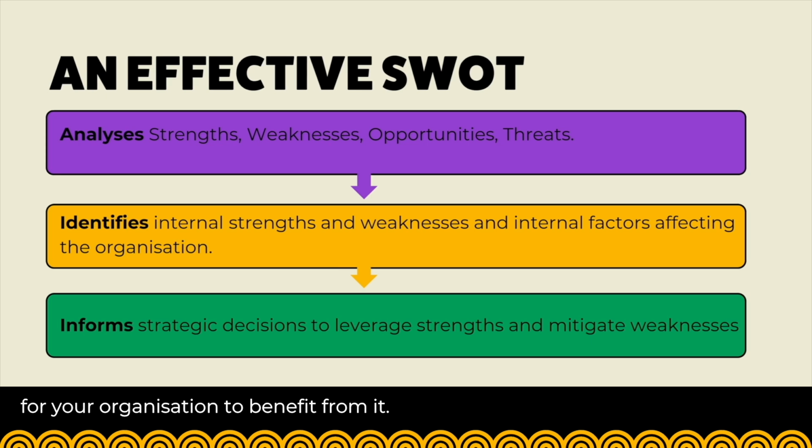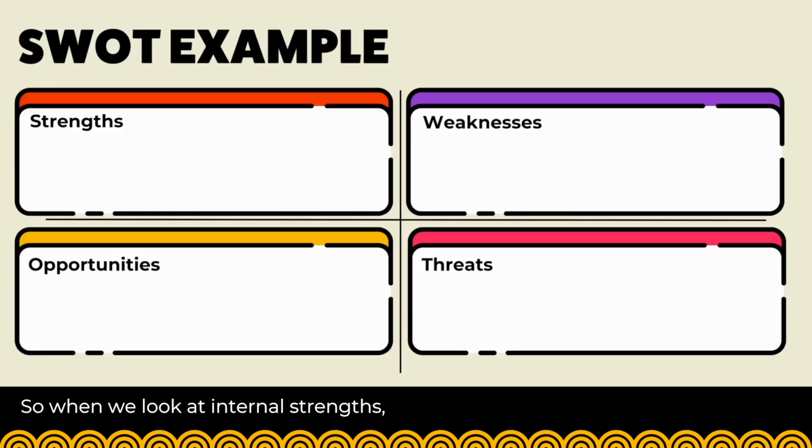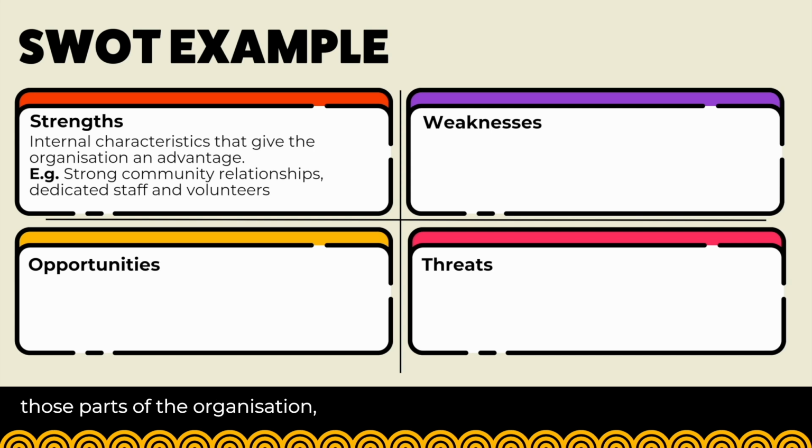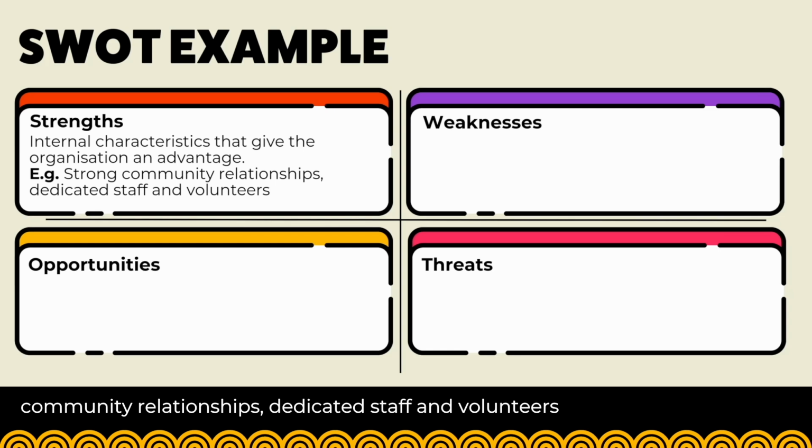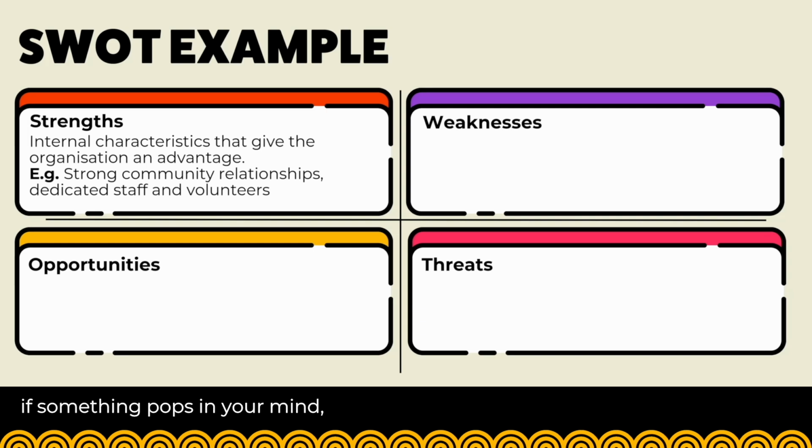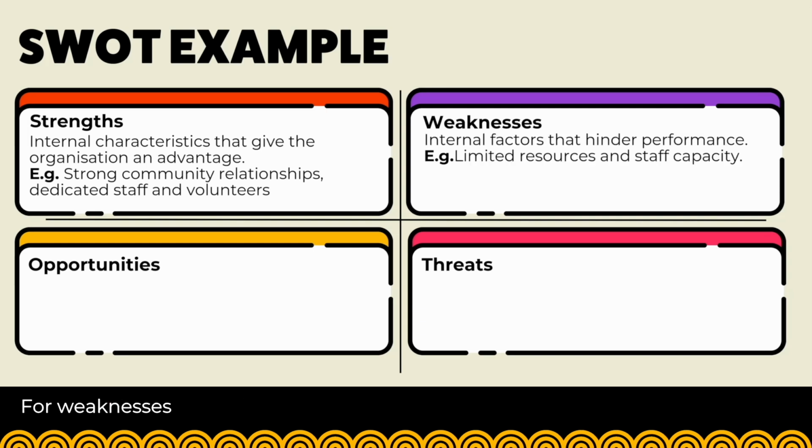to benefit from it. So when we look at internal strengths, we're really talking about internal characteristics, those parts of the organization, those components and elements of the organization that give you an advantage, maybe over others, putting you ahead of the rest. So for example, community relationships, dedicated staff and volunteers. And even as I go through the different examples, if something pops in your mind, please feel free to note it down.